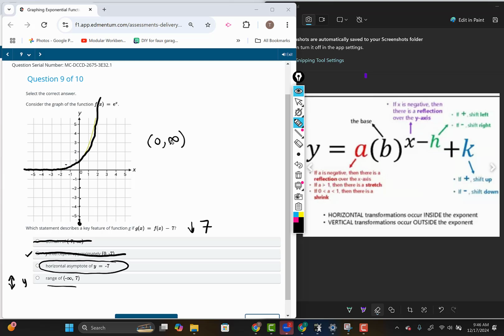Well, if we take that range and we shift it down 7 units, it's still going to be going up forever. So it's still going to be approaching positive infinity, but the lowest y value would have changed to negative 7. So this should be the range for the graph, which does not match choice D.